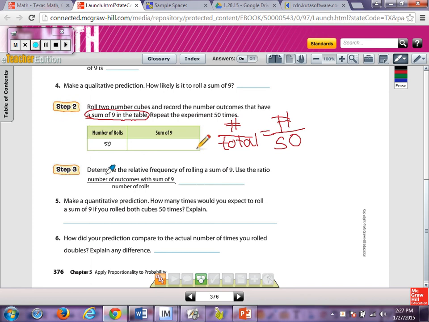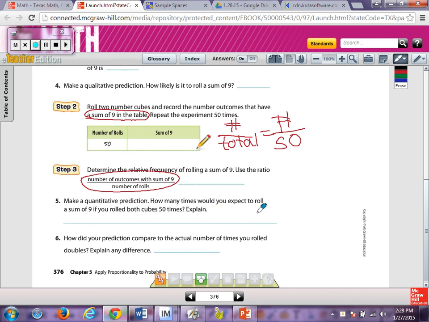Now, next, determine the relative frequency of rolling a sum of 9. Use the ratio, and they give it to you right here like we talked about before. Simplify, and just find it. Now, make a quantitative prediction. That means we're using numbers. How many times would you expect to roll a sum of 9 if you rolled both cubes 50 times?